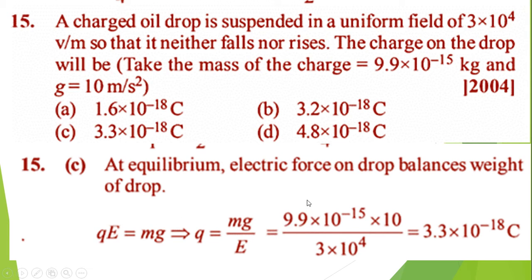mg, the mass of the oil drop, is given as 9.9 into 10 to the power minus 15. g, the acceleration due to gravity, is given, put here 10. E, the electric field intensity, 3 into 10 to the power 4. After solving that, 3.3 into 10 to the power minus 18 coulomb. So the right answer is C. A, B, D is not possible.